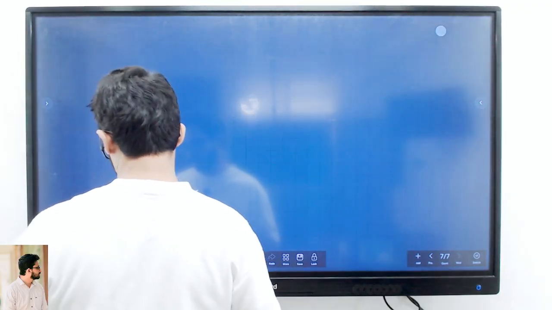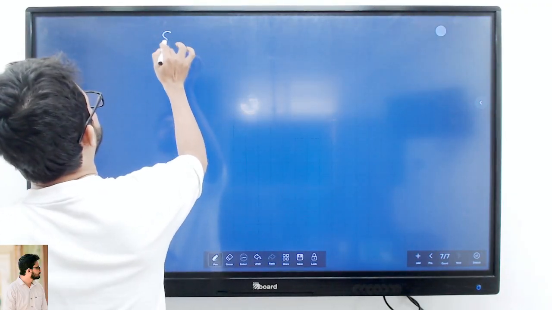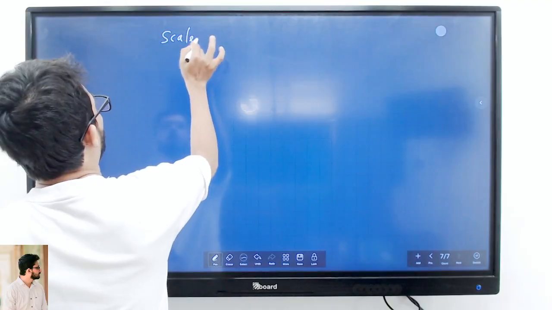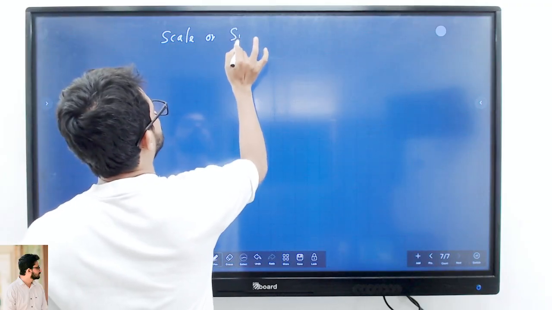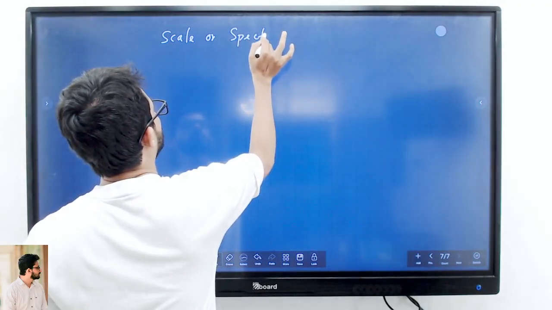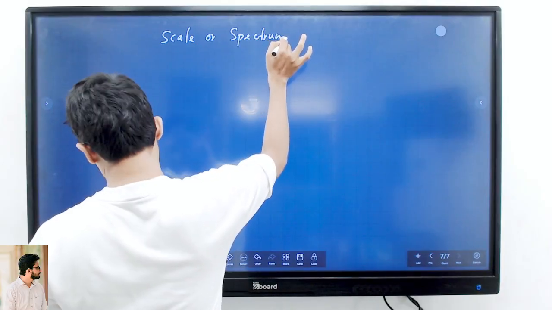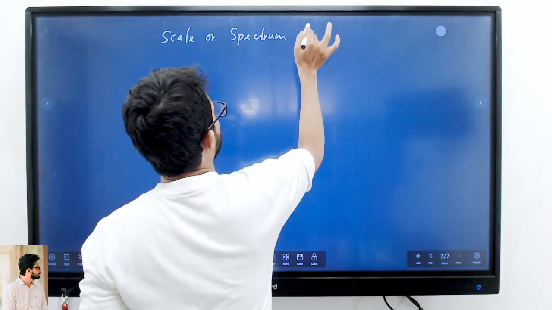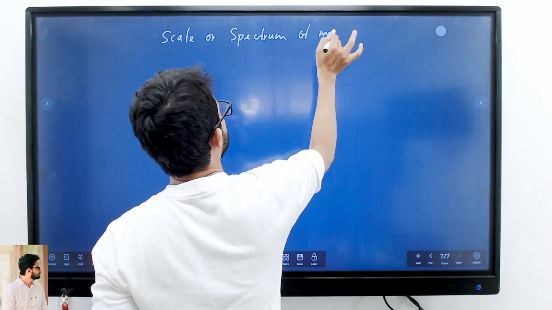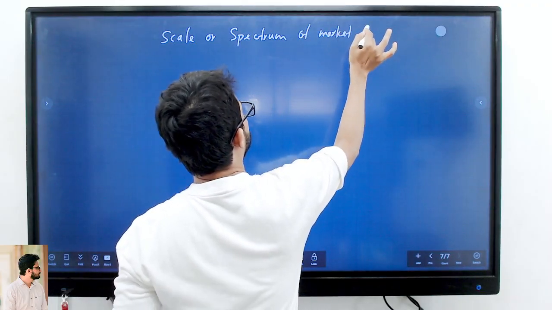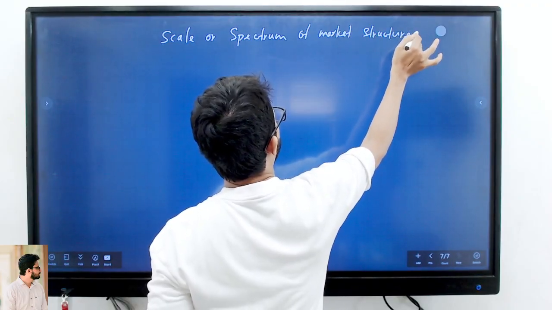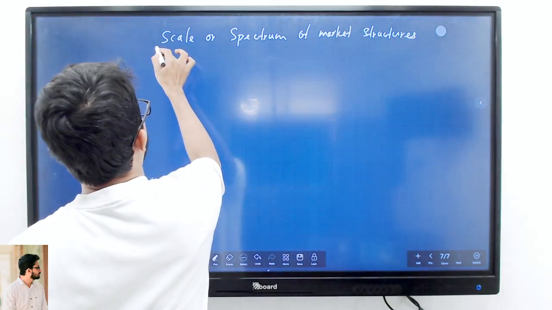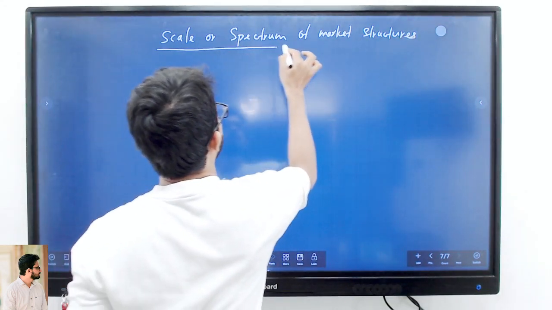Okay, what is the topic? Scale or spectrum. Spectrum of market structures.